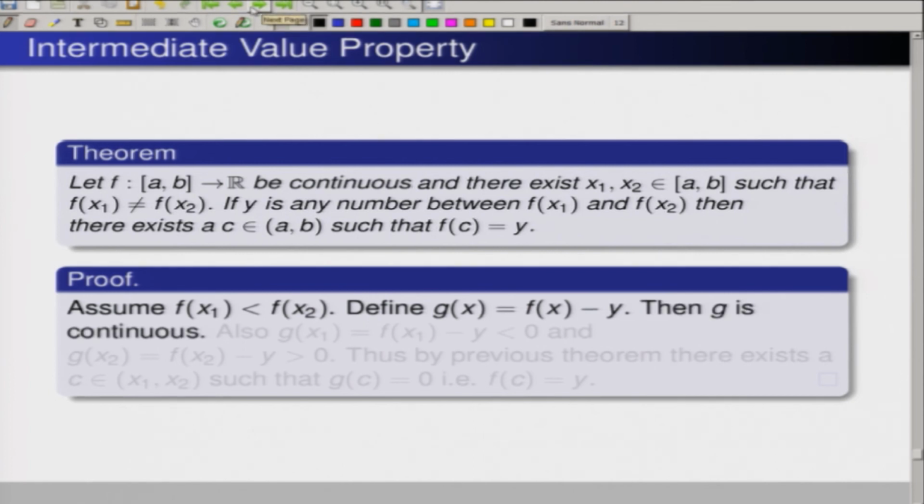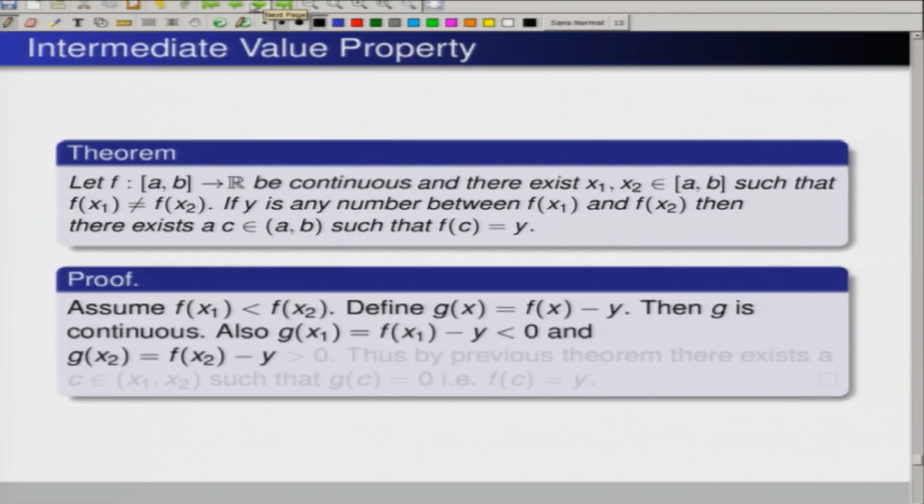Then obviously, g is going to be a continuous function, because f is a continuous function and the constant function y is a continuous function. Therefore, g is a continuous function. Now, g of x 1 is equal to f of x 1 minus y, and y you have taken to be bigger than f of x 1. Therefore, f of x 1 minus y is going to be less than 0. So, g is a continuous function defined on the closed interval a b, and g of x 1 is less than 0.